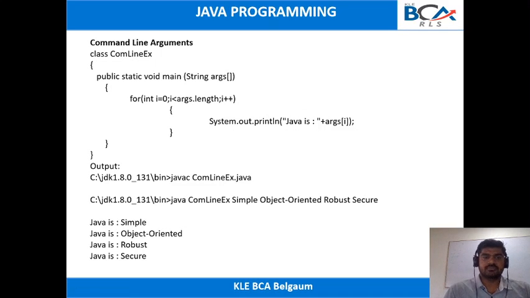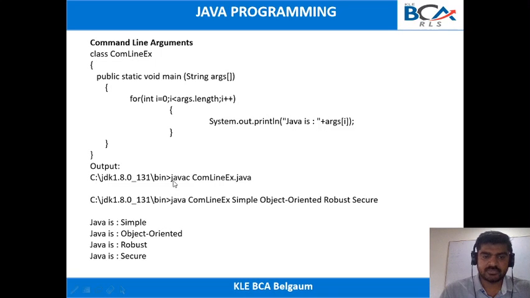This program can be executed in two ways. Either you can use the command prompt or you can use the Eclipse IDE. In this session, we'll use Eclipse IDE for executing this program. When you execute this program using the command prompt, you need to open the command prompt where your program is saved. Suppose the CommandLineExample is saved in the bin directory, you need to open that.